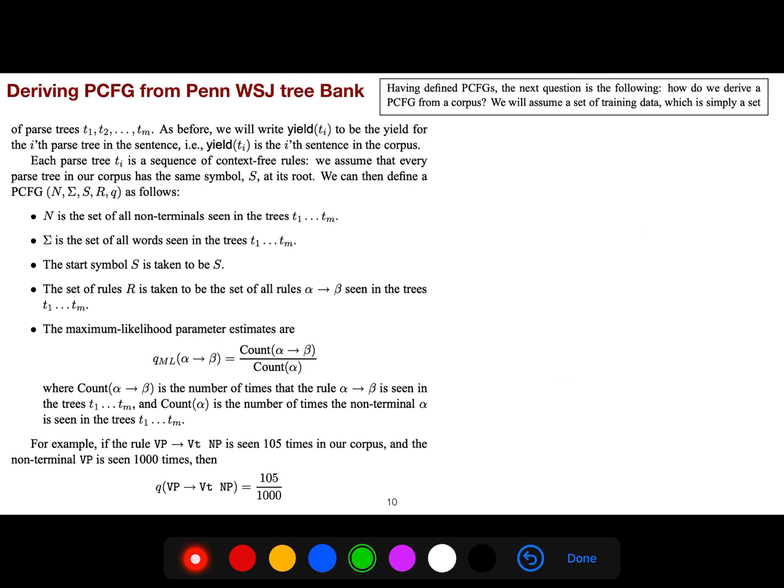So deriving a PCFG from the Penn WSJ treebank: as I said, we just count the number of the rules and we normalize it. So this is the probability. For example, it has been seen that this NP rule is seen 105 times in our corpus, but this VP is seen 1,000 times. So if you divide it by the count of your head, then this is the probability of this rule.